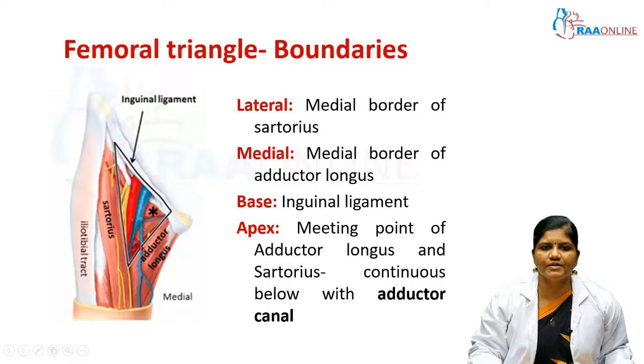So, the medial boundary is by the medial border of adductor longus and the lateral boundary is by the medial border of sartorius. Then the base is formed by the inguinal ligament and the apex is formed by the meeting point of the sartorius muscle and the adductor longus muscle. This apex is continuous below with the adductor canal.